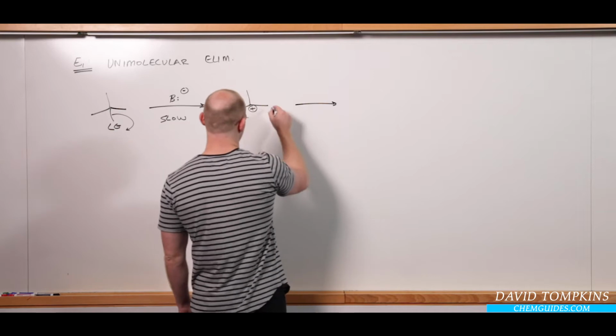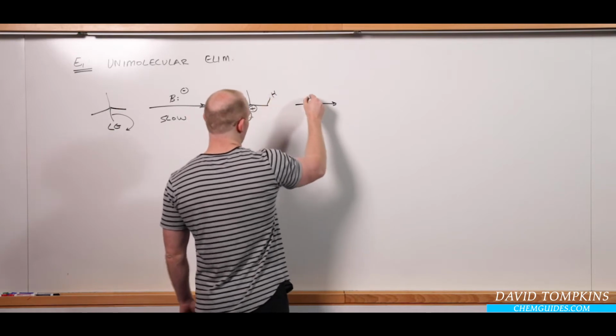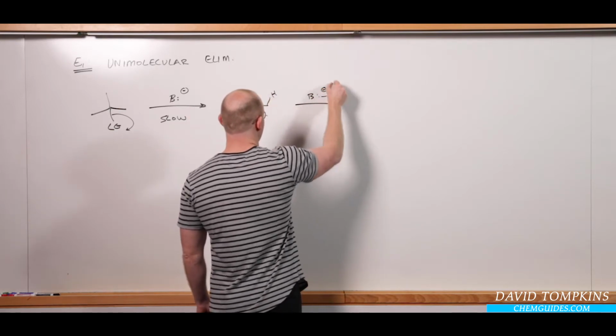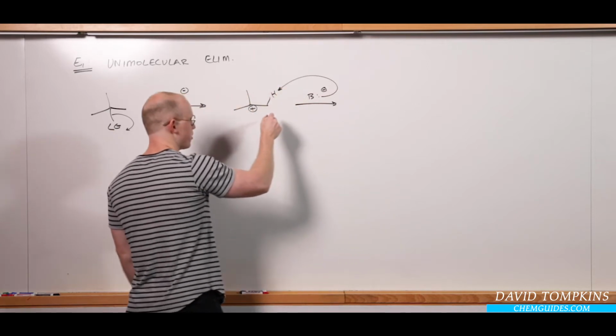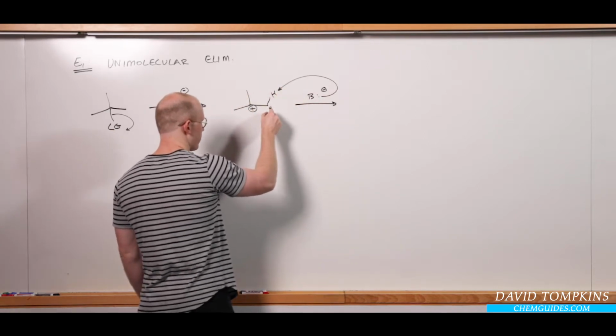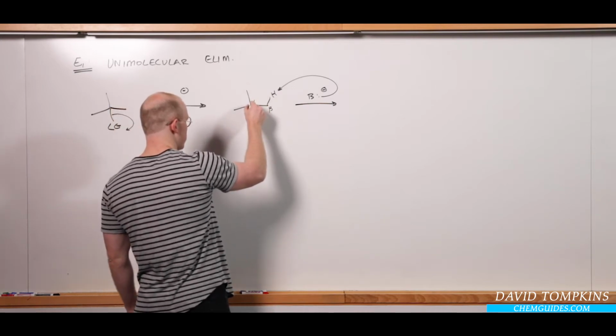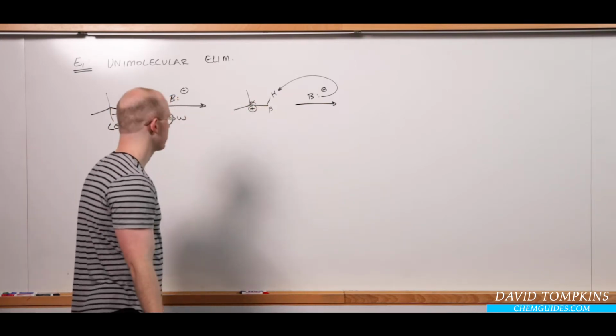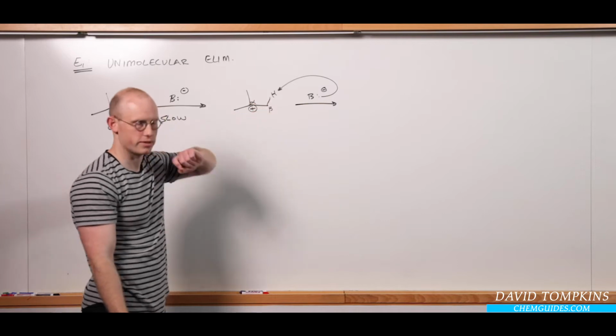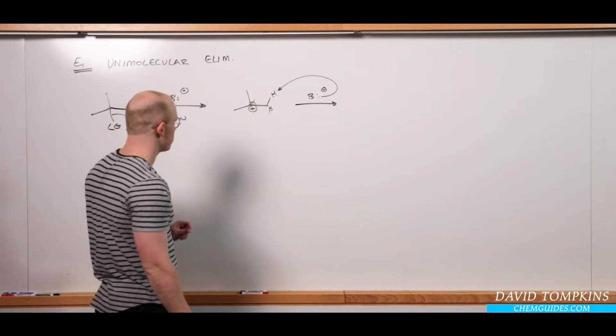From here, the base now gets involved in the mechanism and deprotonates one of the protons on what's known as the beta carbon. The beta carbon is adjacent or one away from the alpha carbon. So all three of these methyl groups are identical beta carbons in a tert-butyl cation.